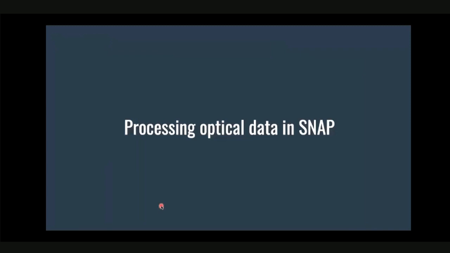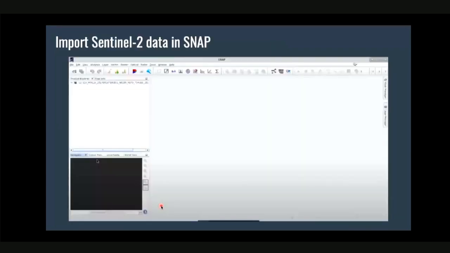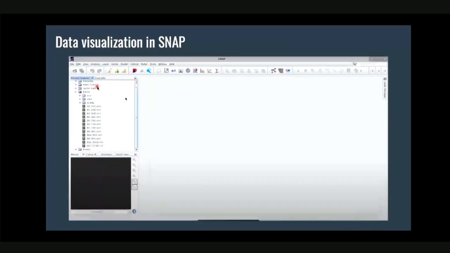And now we will start the optical data processing first in SNAP. I showed SNAP before in the previous lectures. This is how SNAP looks, and when we upload the data, it will appear here. Then we will use the data for our further processing. So first we will just visualize the data. I have taken screenshots so that you can see every step easily.